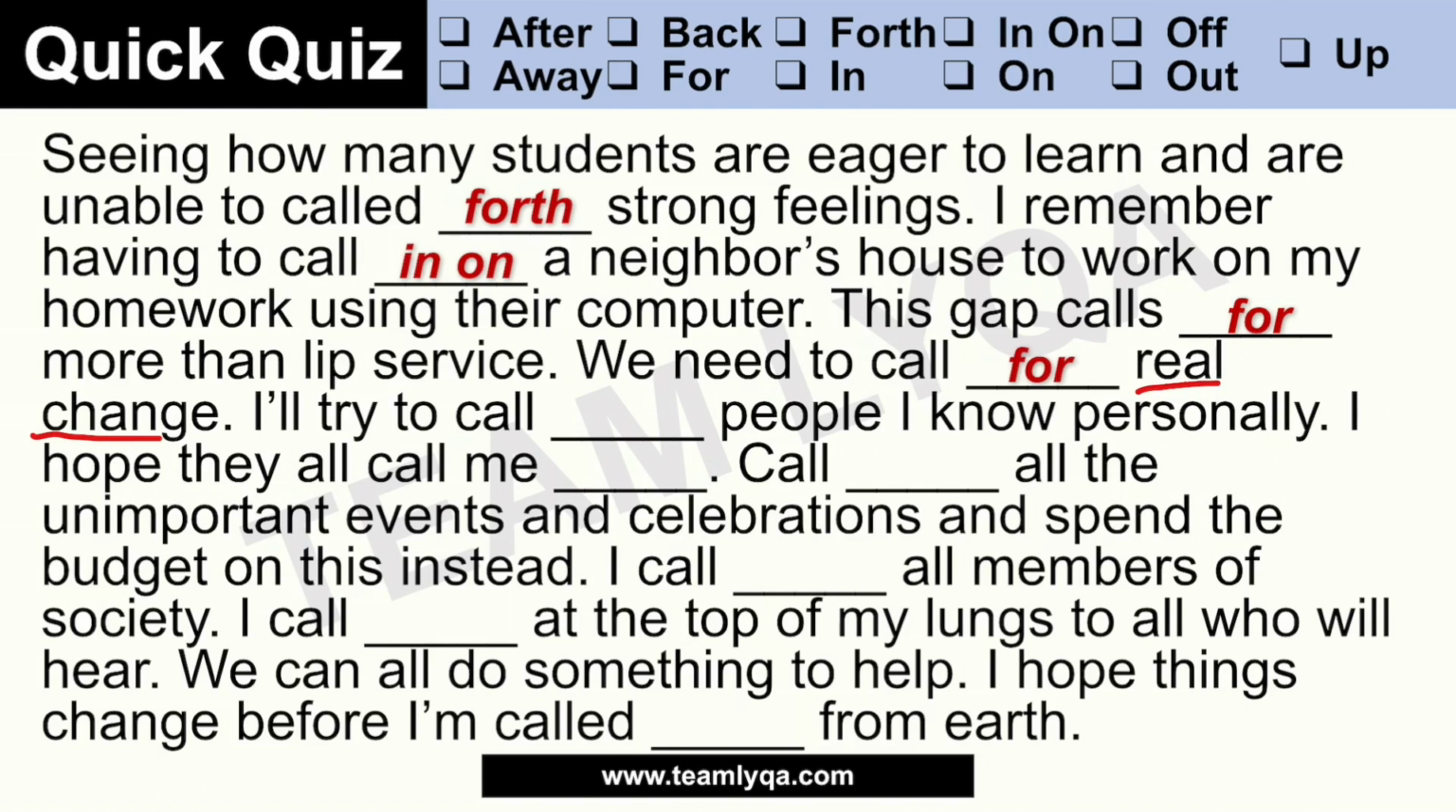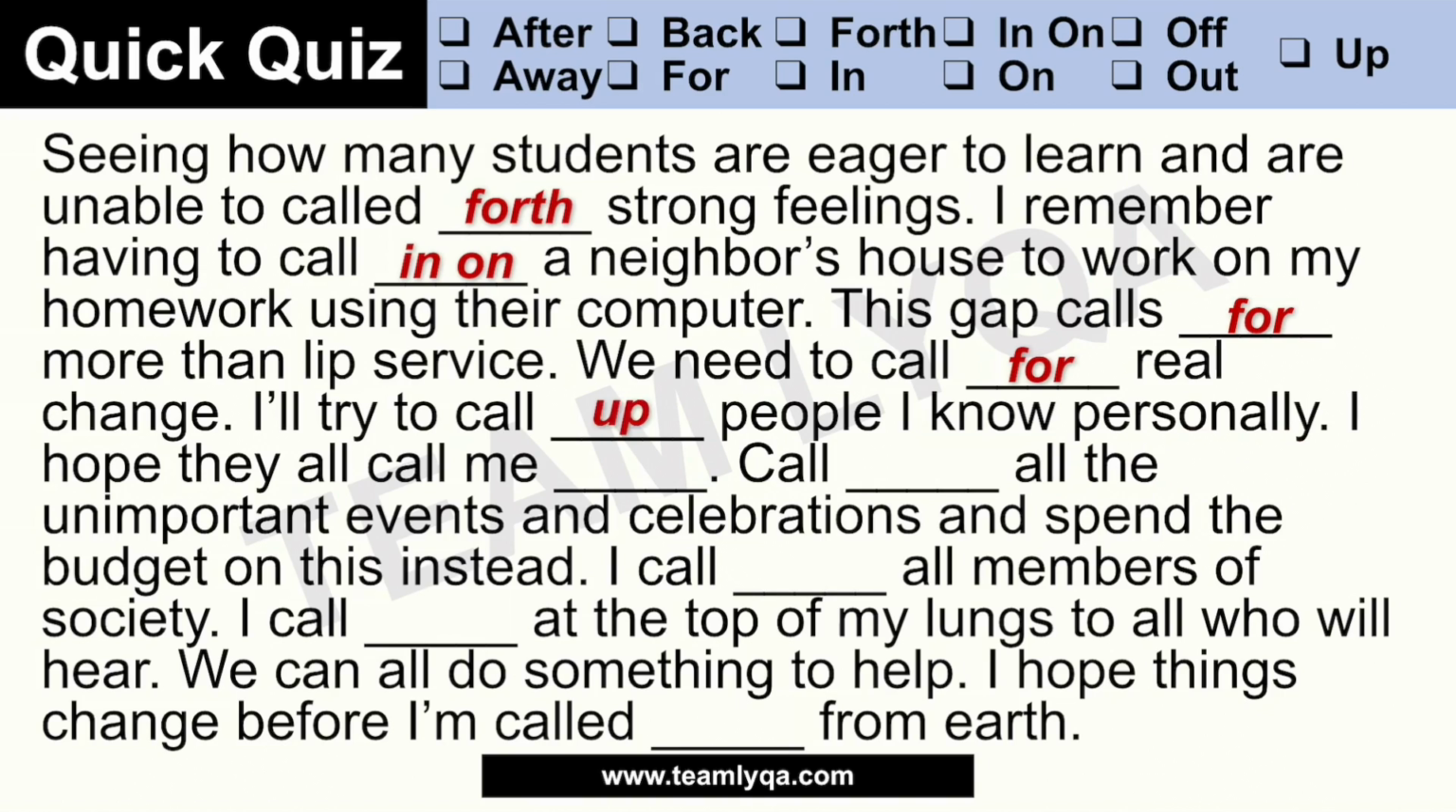So, dapat for. We need to call for real change. Next, I'll try to call blank people I know personally. Okay, yung author na nagsasabi, sige, subukan kong tumawag or tawagan ang mga tao na kilala ko personally. So, ito ay literal na phone call, di ba? So, I'll call up people I know personally. I hope they all call me.